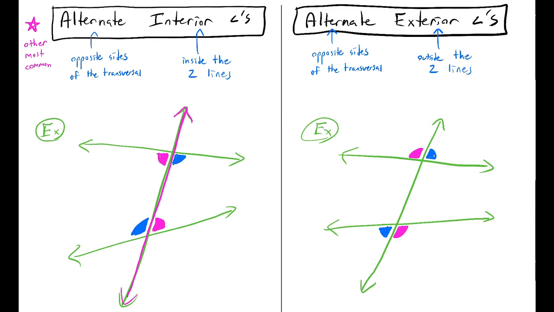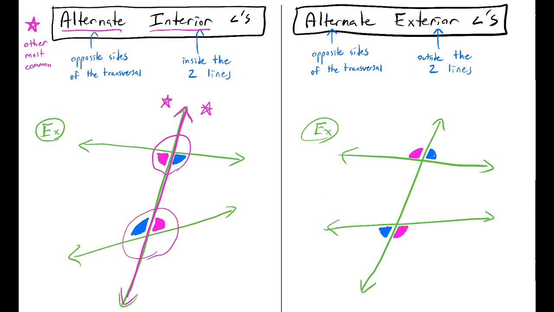So two angles, again, I'm talking about an angle from the top intersection paired with one from the bottom. So alternate angles means one's on the left side and one's on the right side. Okay, so we got two angles, one on the left, one on the right. But they're both interior angles, which means they're in between the two lines.